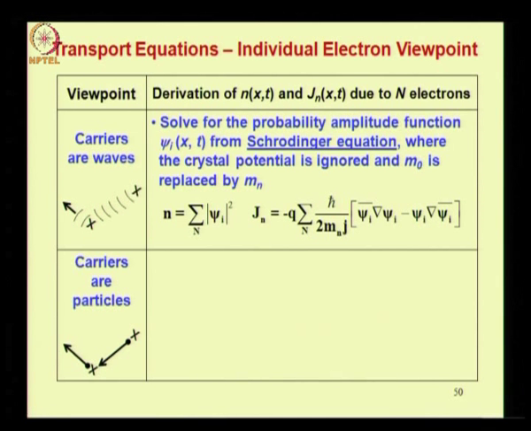Once you have obtained the probability amplitude function, or the wave function, for each carrier, then you will use the formula modulus of psi i squared for each carrier and sum it up for all the N electrons, and the result will be the carrier concentration n.